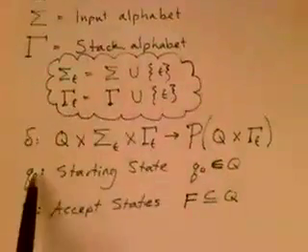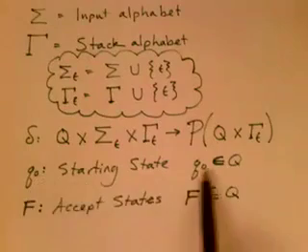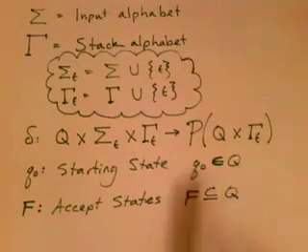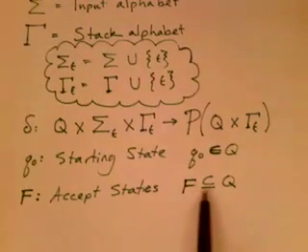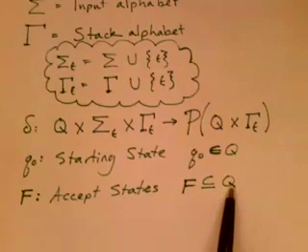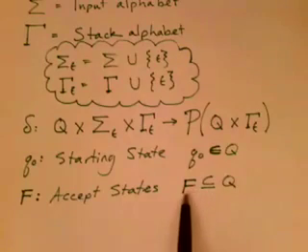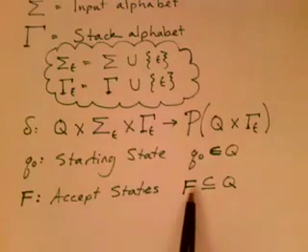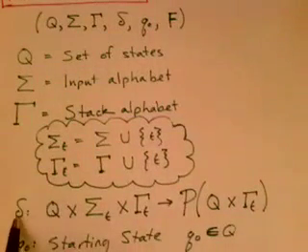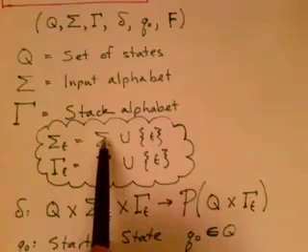I'll come back to delta in a second. We need a starting state Q0, which should be one of the states, obviously. And finally, we need to say which states are the accepting states. So we can have 0 or more accepting states, a subset of Q. Obviously, we need to have one accepting state for the push-down automaton to recognize any language besides the empty language, which would be recognized by a push-down automaton that didn't have any accepting states.